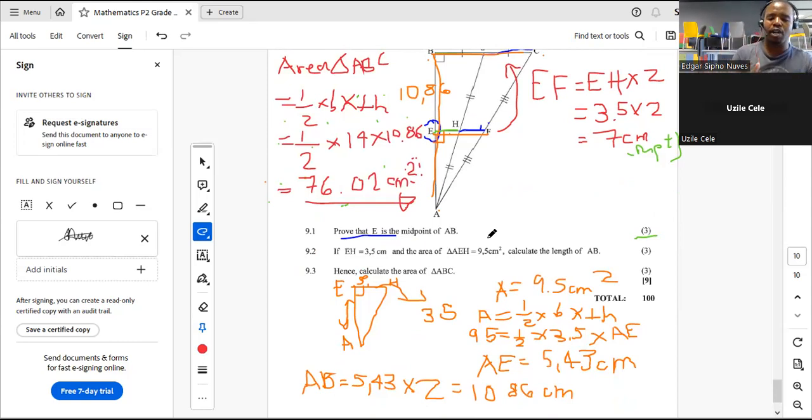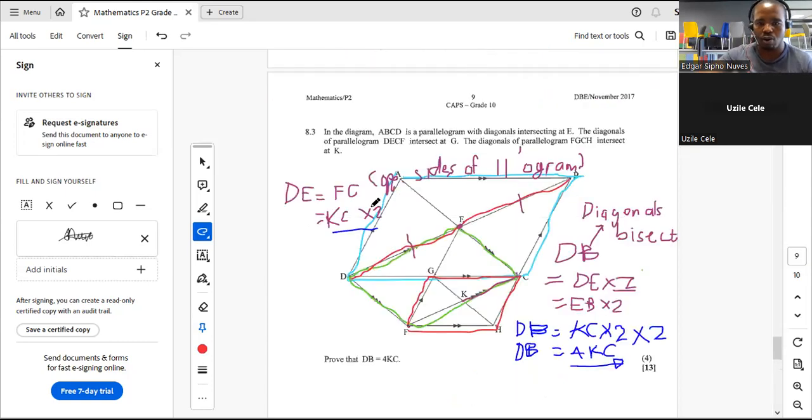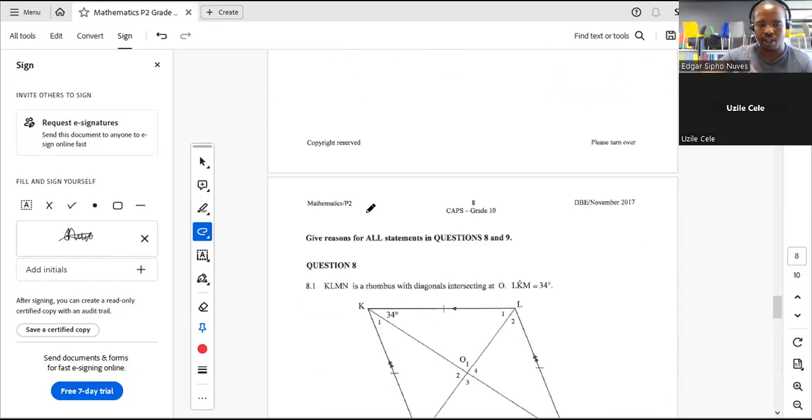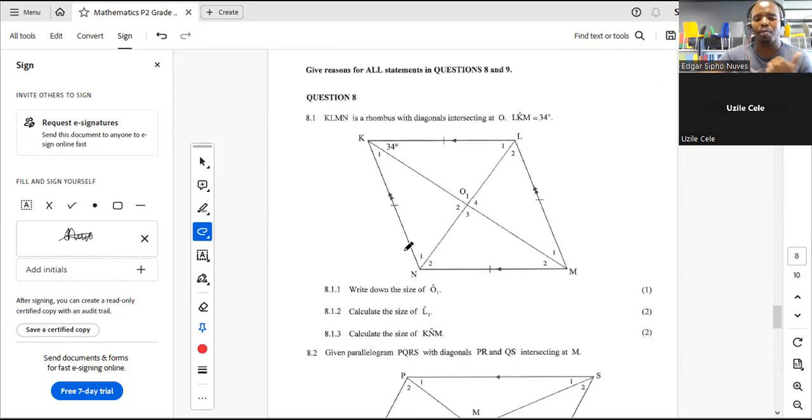So to wrap up our lessons that we started yesterday and finished now, what are the important things you should take note of? Number one, you should know the properties of your shapes, and that's something you started in grade 9. So we're going to go through the last two things as we close off. We started with question 8 yesterday.